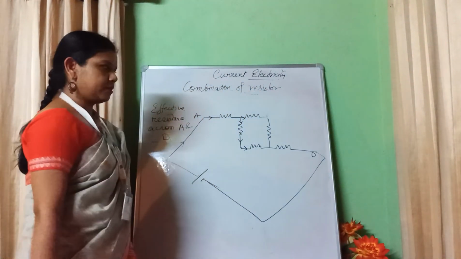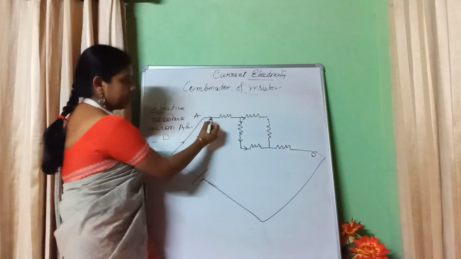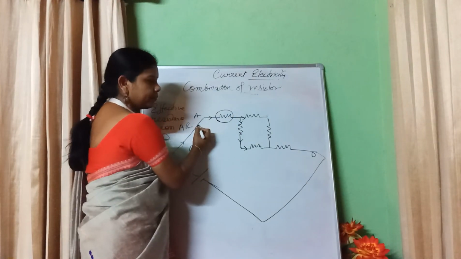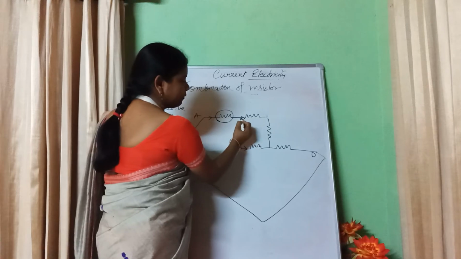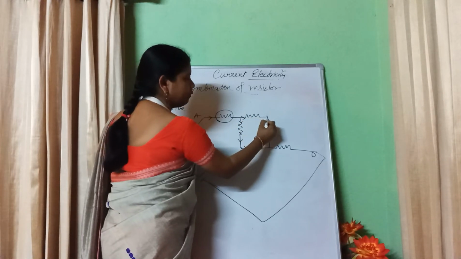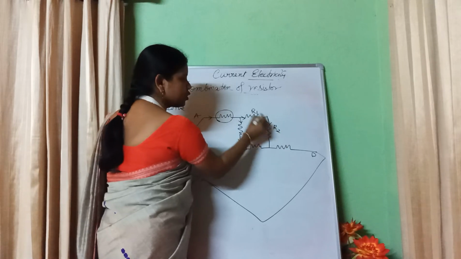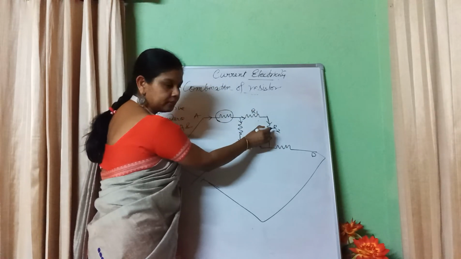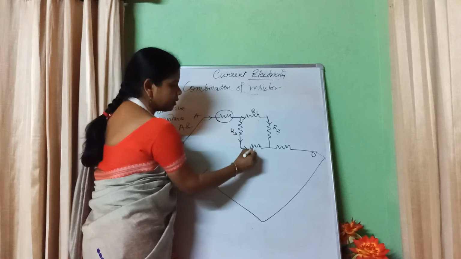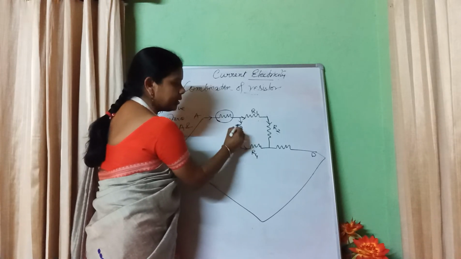Now think of the circuit. What happened to my circuit? This is my resistor 1. Then if I look here, if the current flows, the same current will flow through this. Suppose I am writing R1, this is my R2. These two are in series. Again, if I am writing this is R3, R4, these two are in series.